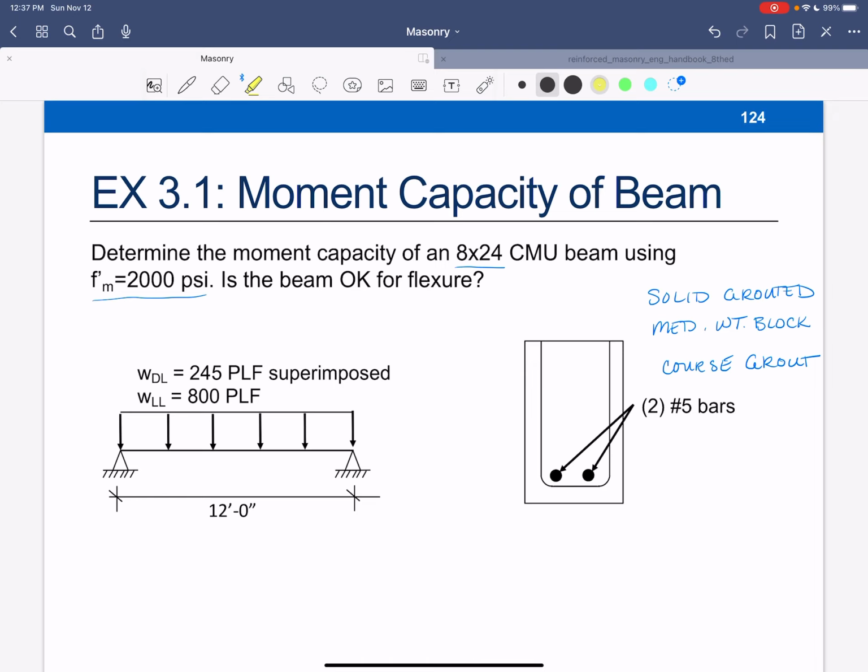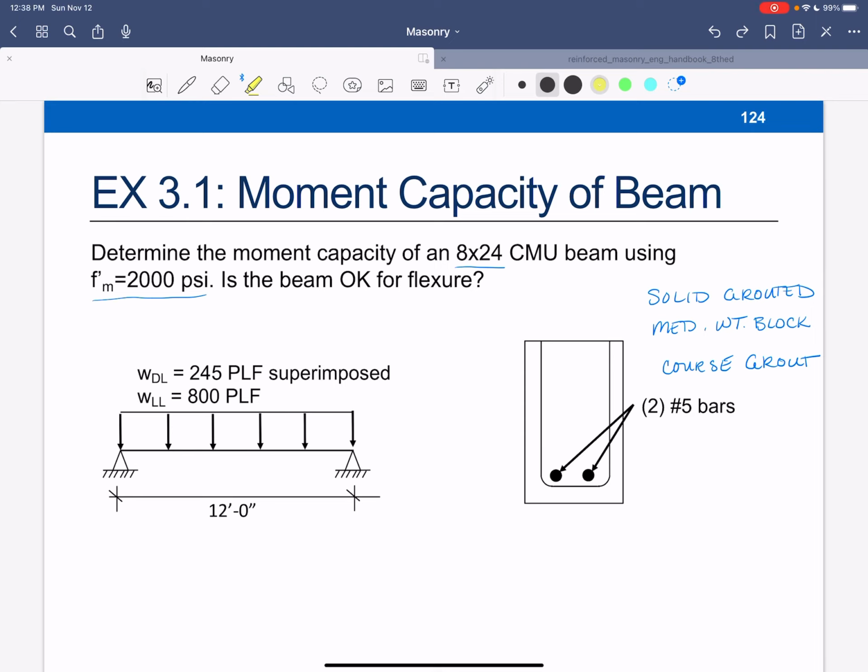We're going to use 2 number 5 bars in this case. It's a solid grouted section with medium weight block and a coarse grout. So those are things you're going to see when you start going into the tables.